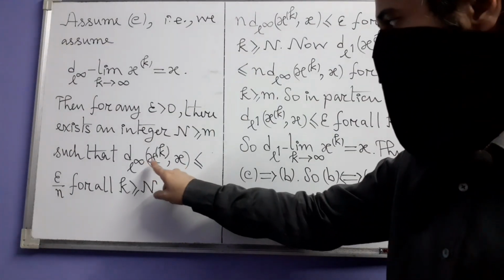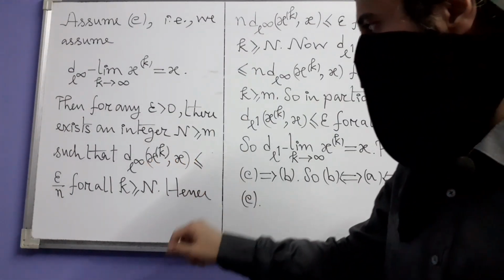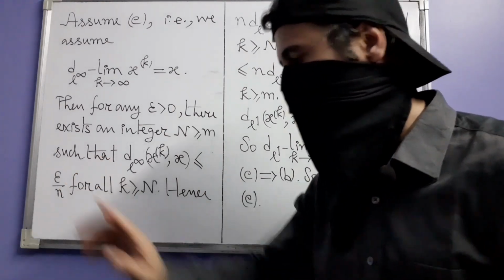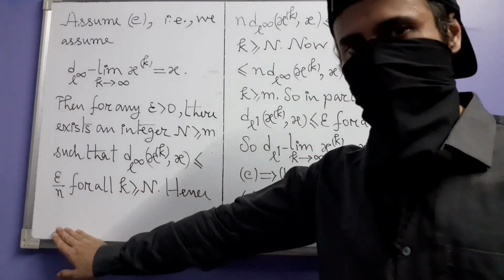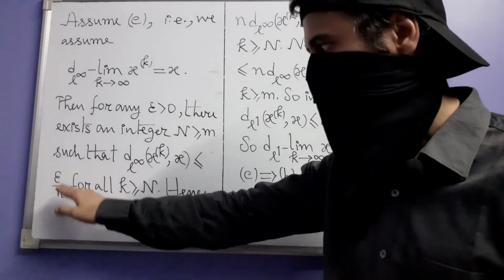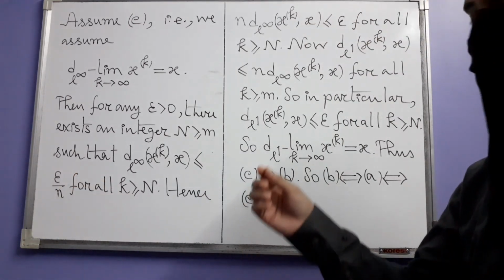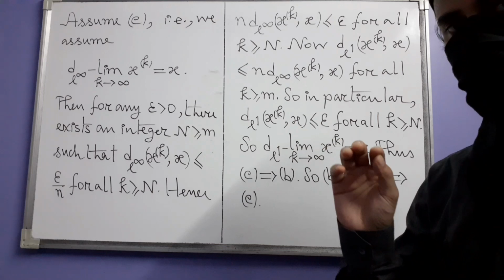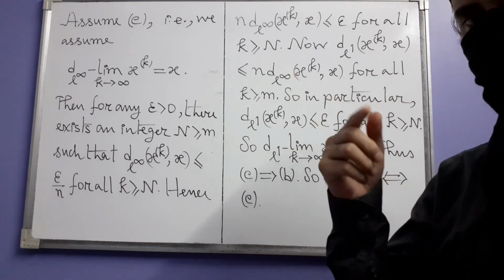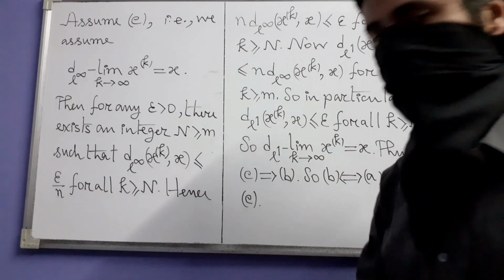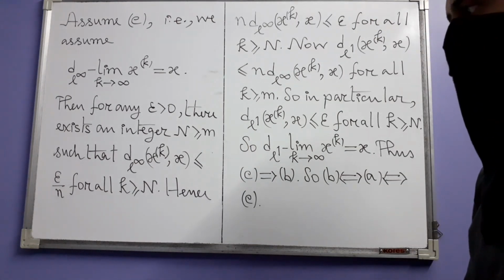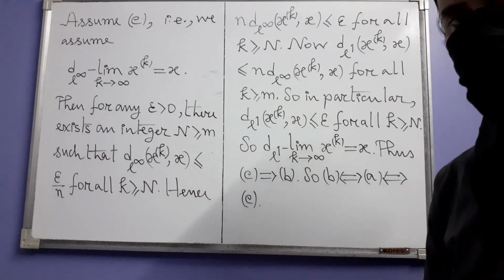The dl infinity distance between xk and x is less than or equal to epsilon divided by n. You will realize why we made this choice of taking epsilon divided by n, and recall that n is the n that we have in Rn, for all k greater than or equal to n. So what do we get from these inequalities?